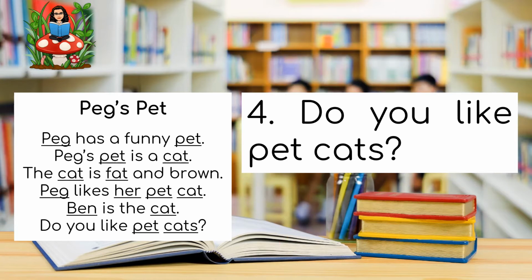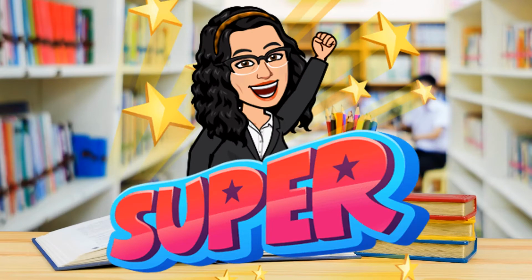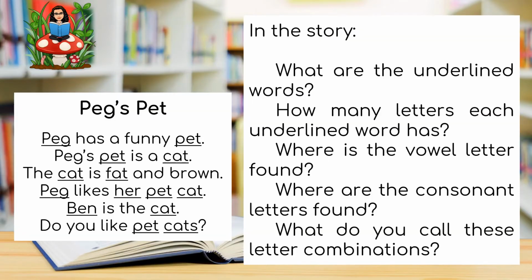Do you like pet cats? Did you answer the questions correctly? Super! Let's discuss this. In the story, what are the underlined words? How many letters does each underlined word have? Where is the vowel letter found? Where are the consonant letters found? What do you call these letter combinations?